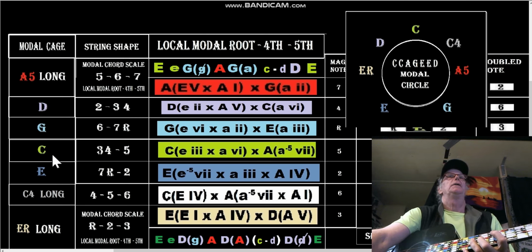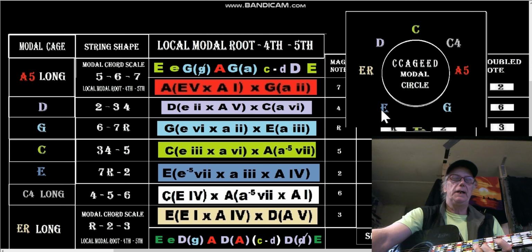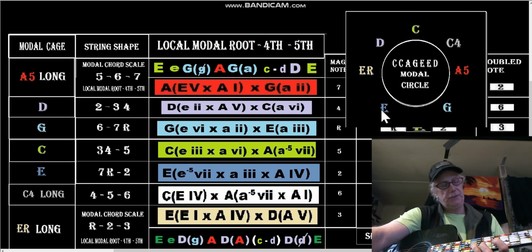Okay, and so on. The next one up is E. We're going to skip 2 from C4 and go to E. So it's interesting how we actually skip 2 in the KG system to get to the next string shape.